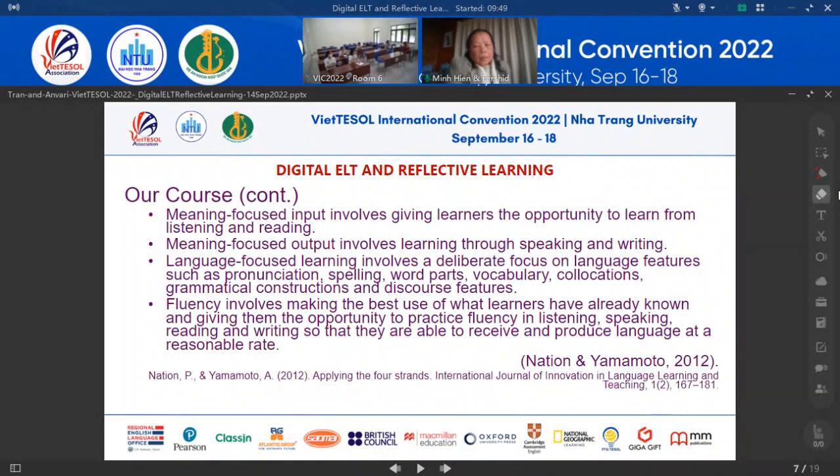Nation and Yamamoto define the 4 channels like this. Meaning focused input gives the learner an opportunity to learn from listening and reading. Meaning focused output involves learning through speaking and writing. Language focused learning involves a deliberate focus on language features such as pronunciation, spelling, grammar, vocabulary, and so on. Fluency development involves making the best use of whatever they already know, giving them the opportunity to practice fluency in listening, speaking, reading, and writing, so that they are able to receive and produce language at a reasonable rate.